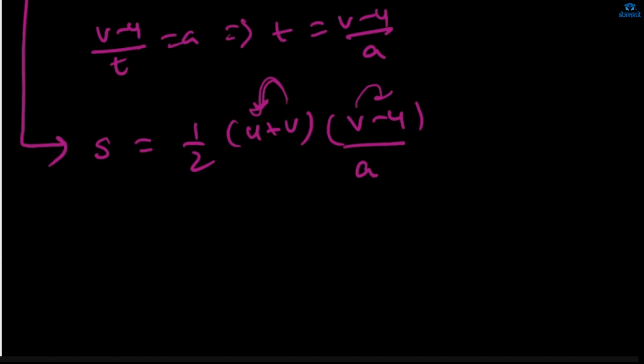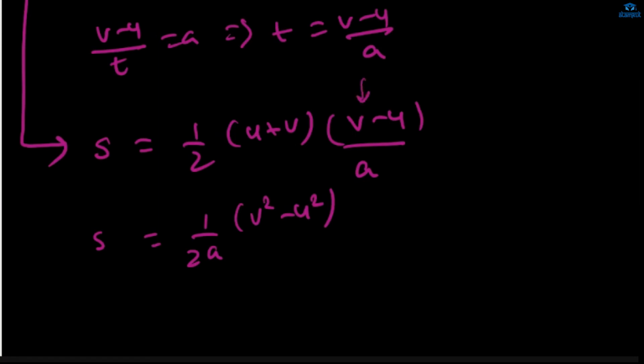Because a by A, multiplication. So S is equal to 1 by 2A, we will write it 2AS, and then V square minus U square, can we write it divided by A? Because A is V minus U. Don't write U square minus V square, it will change the sign.